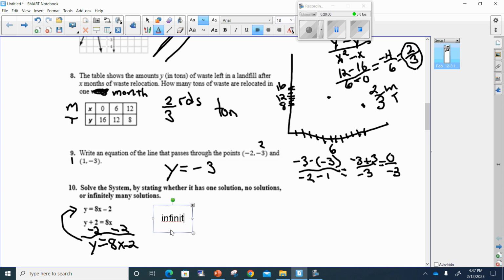All right. If the slope is different, then we know there's going to be one solution. If the slope is the same, but the ending was different, that means there would have been no solution because we would have parallel lines. But because the slope is the same and the starting point's the same, that's infinitely many solutions.